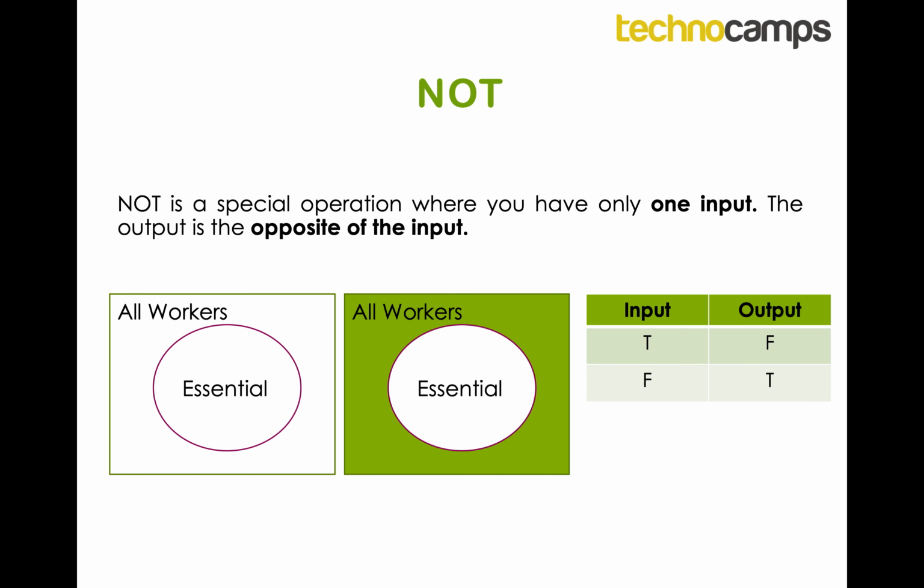The third one is a very easy one, which is called a NOT operation. So NOT is a special operation where you have only one input. It's the exact opposite of the input. So the output will always be the opposite of the input.